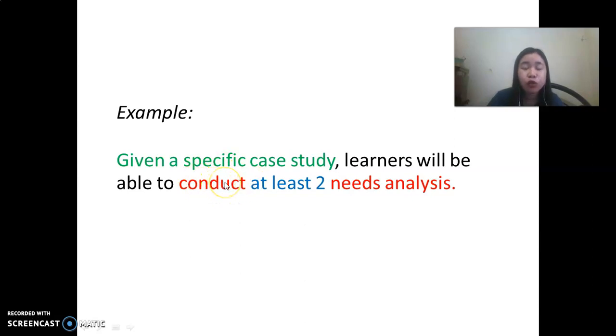They should be able to conduct what? Ano yung kailangan nilang i-conduct? Of course, the needs analysis. Conduct needs analysis. And ano yung standards? Yes, they must conduct at least 2. At least 2. Okay? So, pwede if you can observe, pwede siya maputol, no? So, pwede ra siya i-insert ang kaning in between of a behavior.